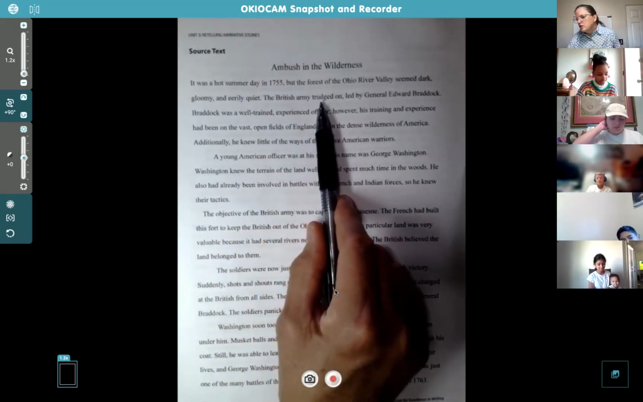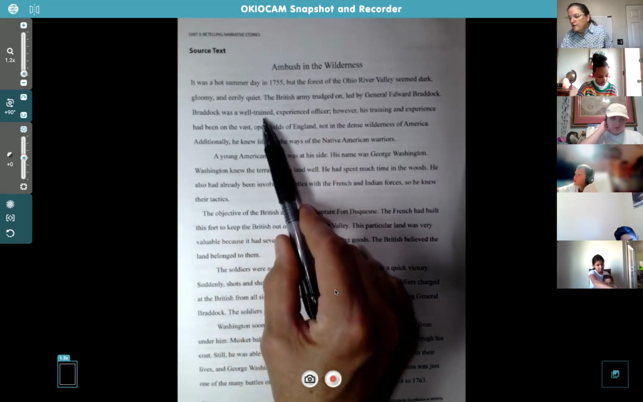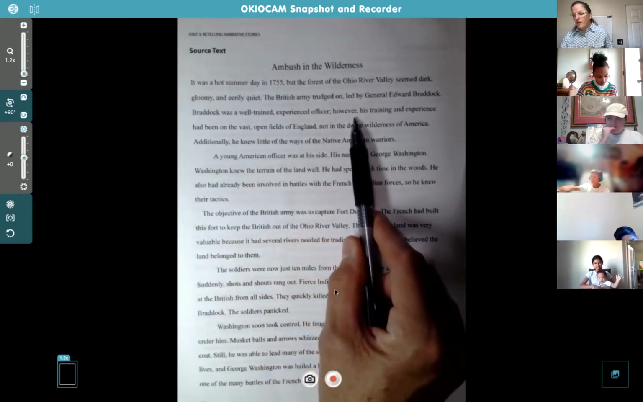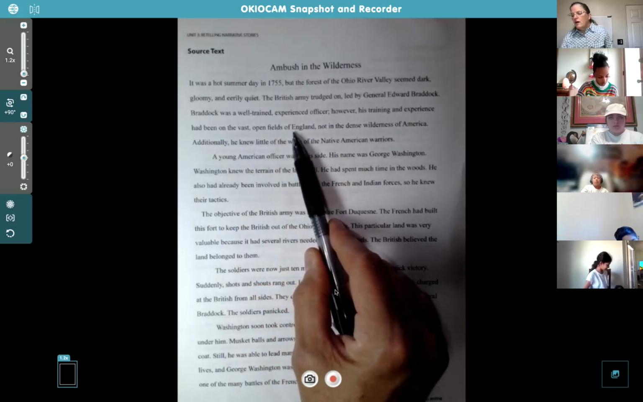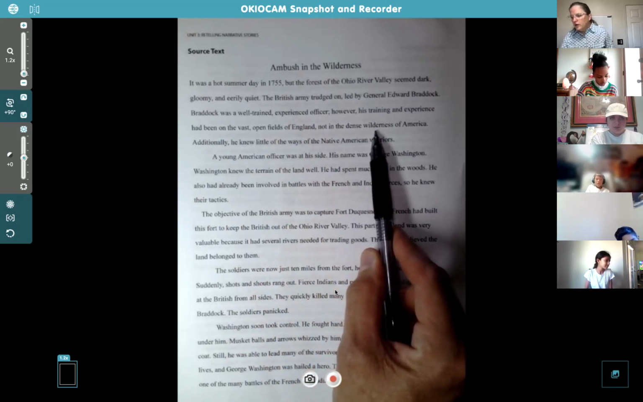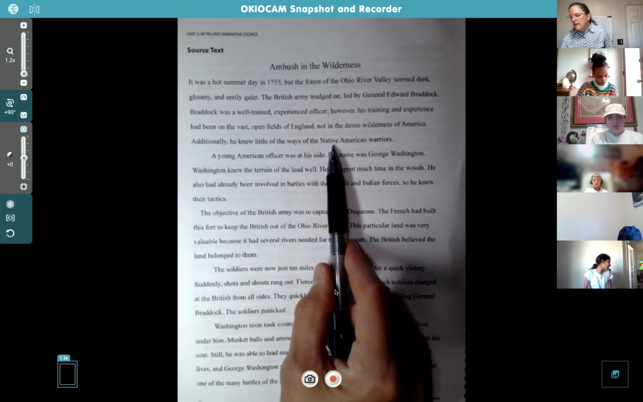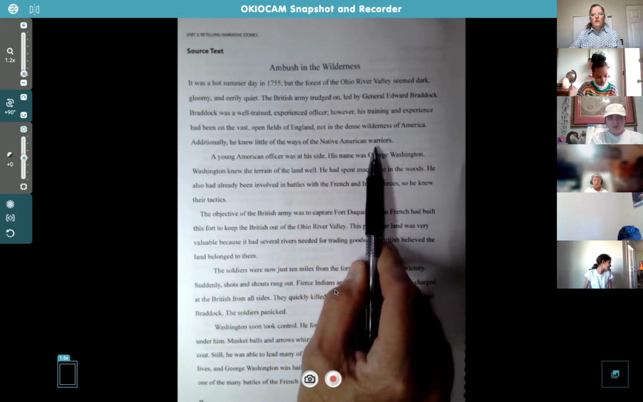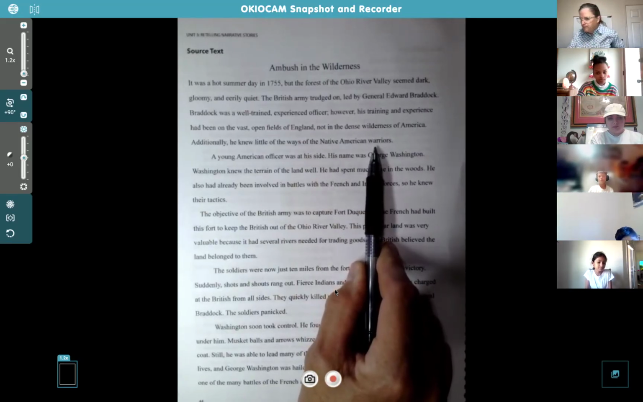The British Army trudged on, led by General Edward Braddock. Braddock was a well-trained, experienced officer. However, his training and experience had been on the vast open fields of England, not in the dense wilderness of America. Additionally, he knew little of the ways of the Native American warriors. Okay, so he's coming in, he doesn't understand the Native Americans and the actual place is different with the trees, and he can't see like in the open fields, you can see far. So he's intimidated by all that.